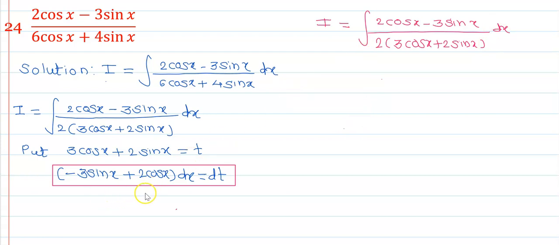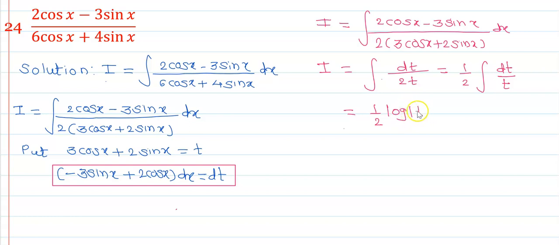Now the value of minus 3 sin x plus 2 cos x is dt. Therefore I is equal to the integral of dt upon 2t, which is 1 upon 2 integral dt upon t. Now its integral is 1 upon 2 log of mod of t plus c.